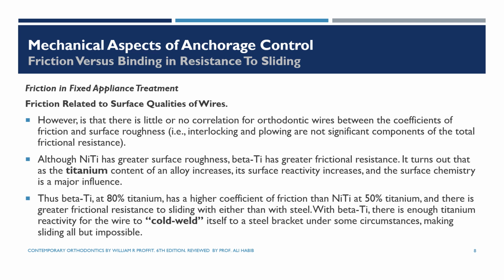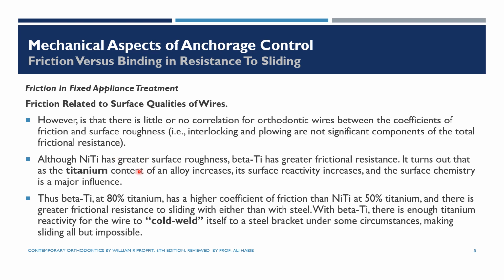However, it was found that there is little or no correlation for orthodontic wires between the coefficient of friction and surface roughness. So interlocking and plowing are not that significant components of the total friction resistance when compared to the force needed to shear the asperities.